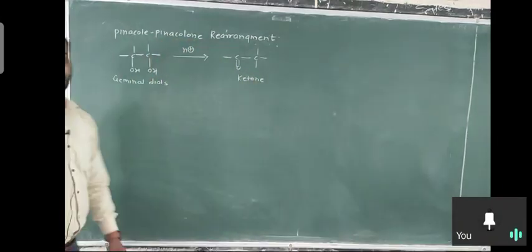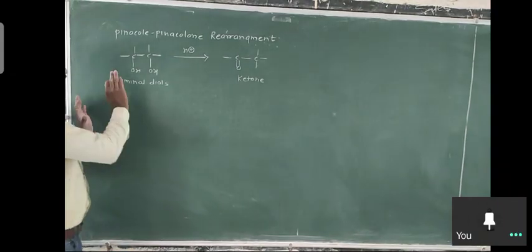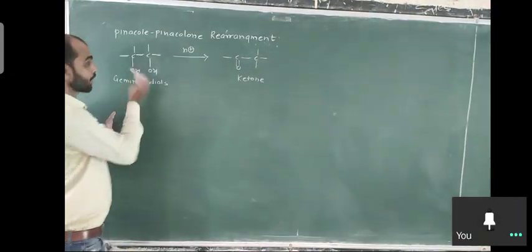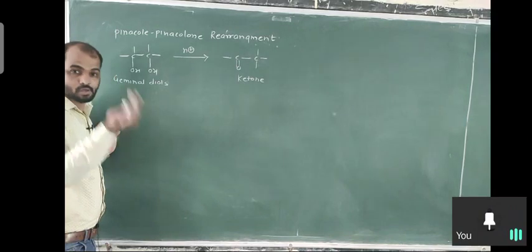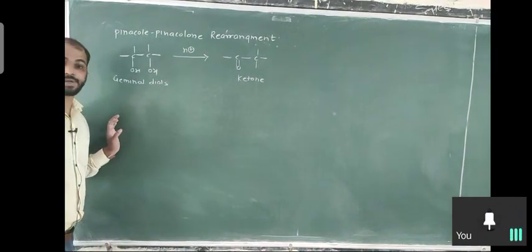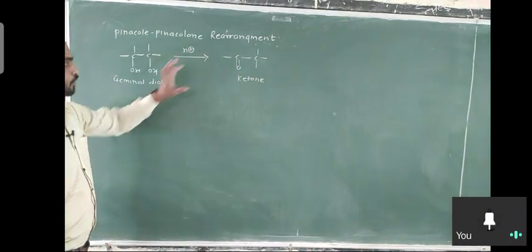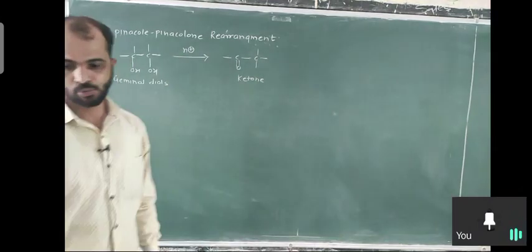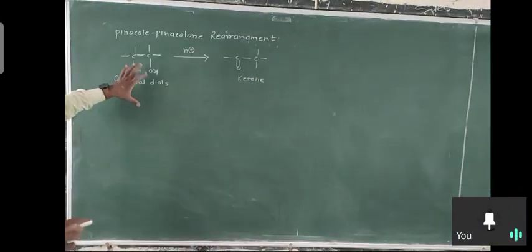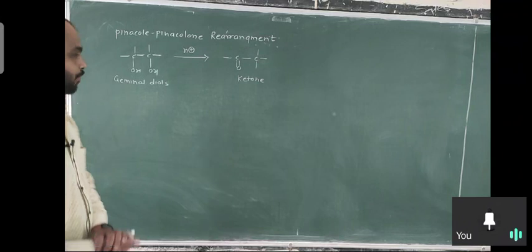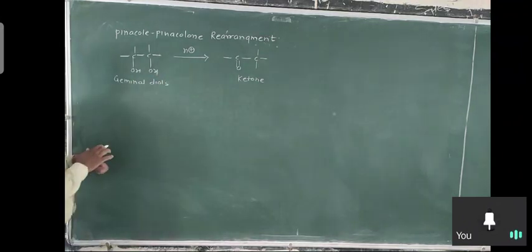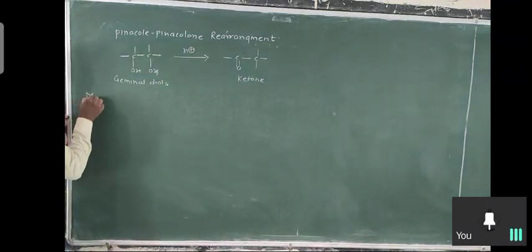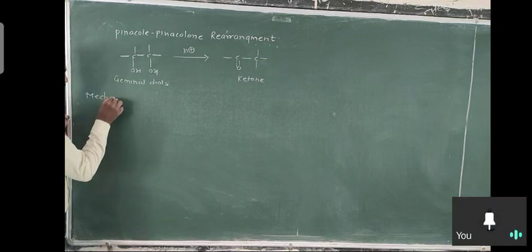This is the general representation. So diols, pinacol, ketone, pinacolone, that's why it is called the pinacol-pinacolone rearrangement. Acidic condition is given, acid is required in that reaction, and it will be converted into ketone. So this is a general reaction. Okay, so you can understand the mechanism of this reaction.